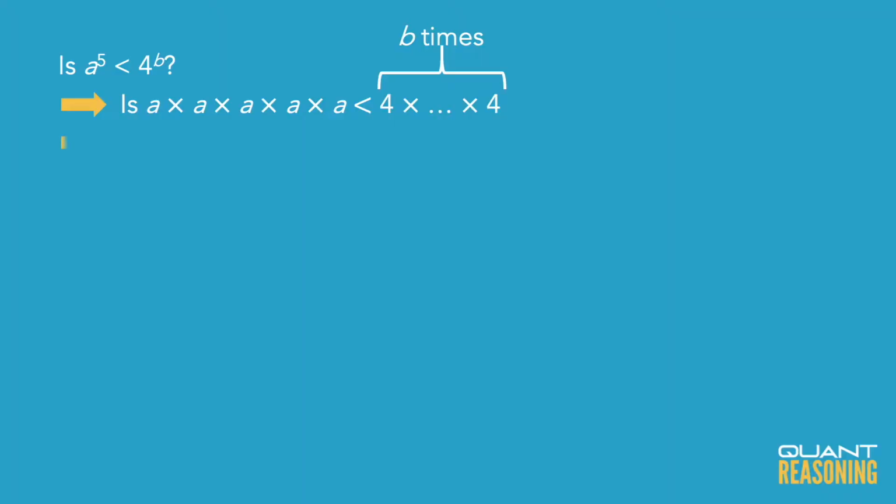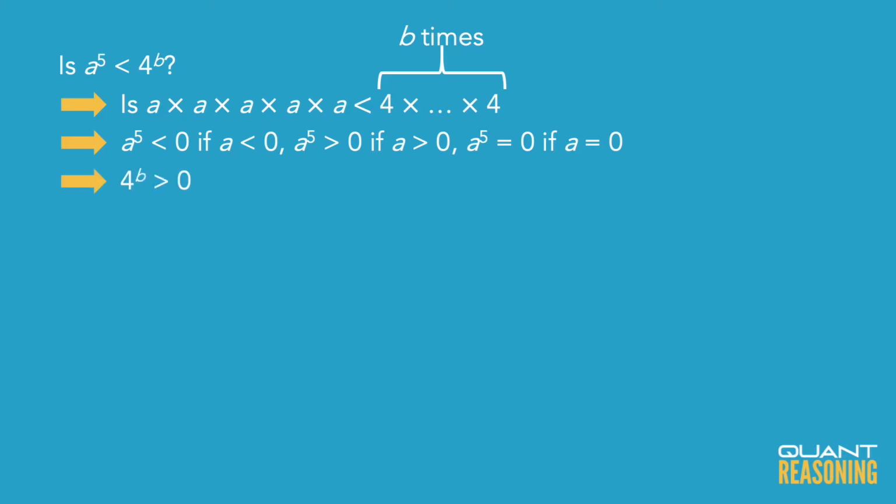It's worth noting though that since a has an odd exponent, an odd power, a to the power of 5 will be negative if a is negative, and it'll be positive if a is positive. Of course, it'll be 0 if a is 0. Whereas with 4 to the power of b, that's always going to be positive because the base is positive. I mean, if you have a positive base, does it really matter how many times you're multiplying it times itself? Like, how could you turn negative if all you have to work with is positive factors?